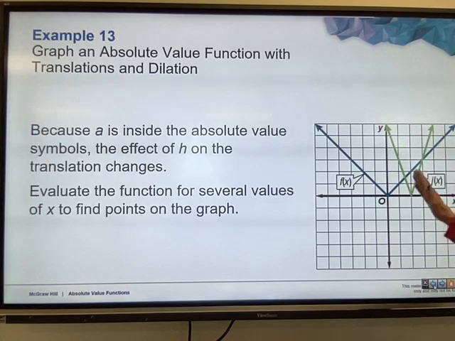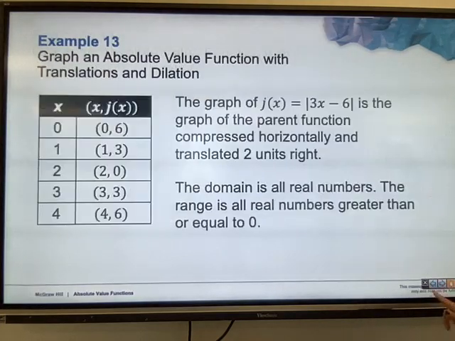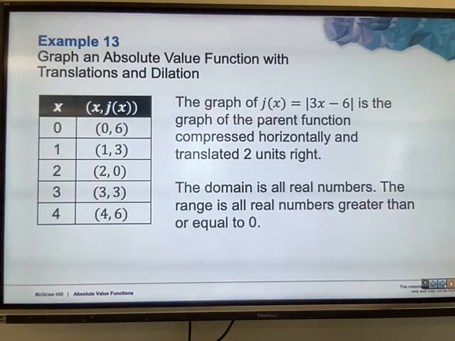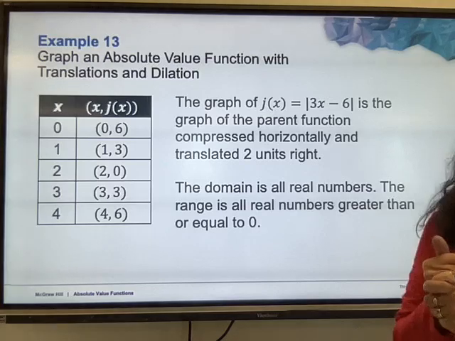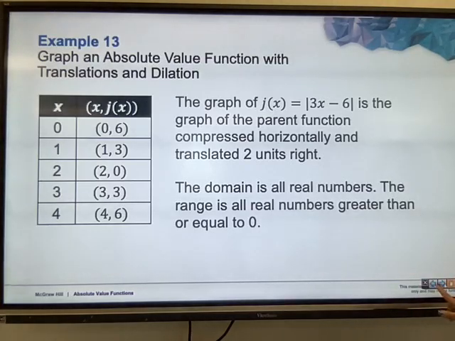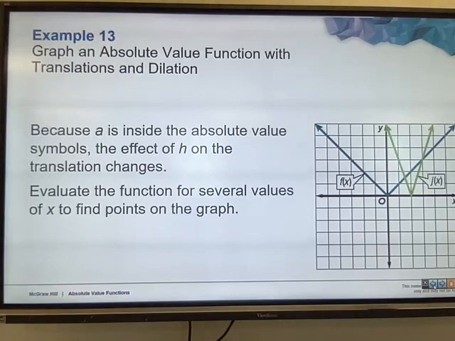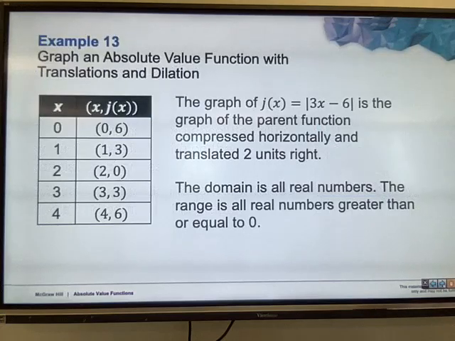And so as you can see over here, what happened? This is definitely a horizontally compressed graph, okay? It's translated 2 units to the right, because here we go, see, it's translated 2 units to the right and it is horizontally compressed.